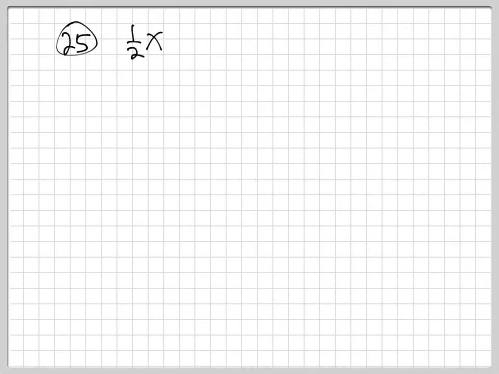A half x minus 4 equals a fourth x plus 2. Okay, so we're supposed to solve this thing. What do we do when we have fractions? How do we always handle fractions? We multiply through by the common denominator. So we got a 2 here and a 4 there. So let's multiply through by 4.